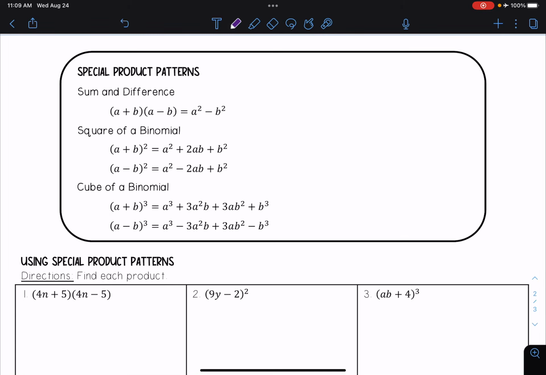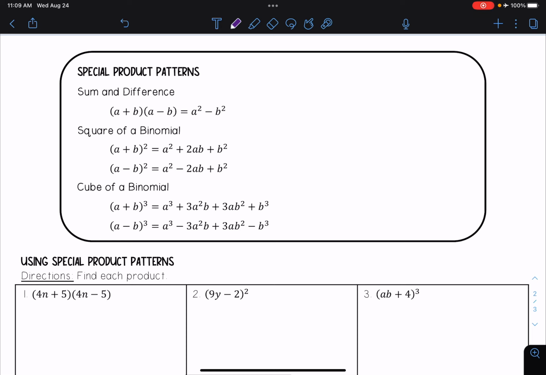In this video, we're going to look at special product patterns. With some products of binomials, we actually see a pattern in what it's going to equal. The first one is the sum and difference pattern. That is that a plus b times a minus b is a squared minus b squared. So it's kind of the reverse of what we saw when we were factoring difference of squares. We still have that same pattern either way.